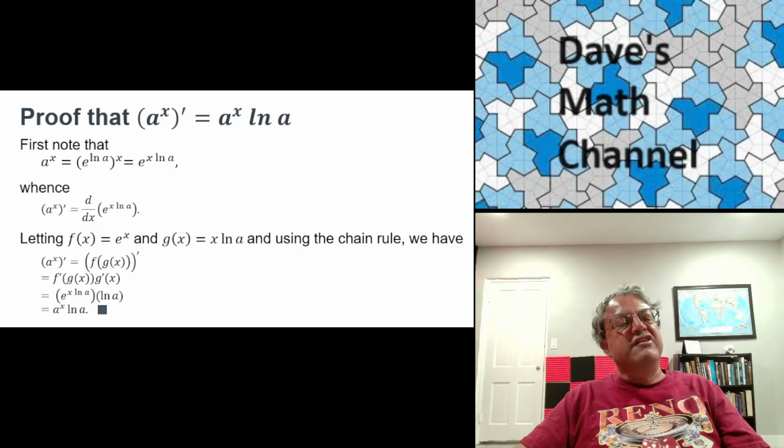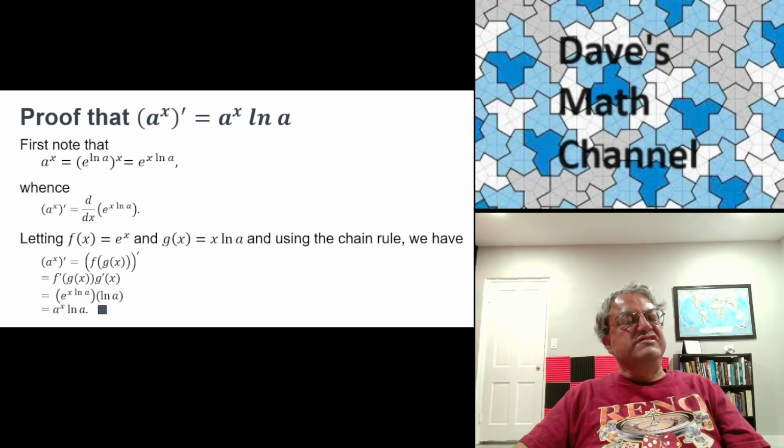And f prime of x is, I said f of x was e to the x, f prime is also e to the x. So our first factor is going to be the thing we started with, the e to the x log a. And then the second factor is the derivative of x log a, which is just log a, because that's a constant. So we get e to the x log a times log a. And e to the x log a, we saw, was just another way to write a to the x. So we get a to the x times log a. That's the derivative of a to the x. Kind of nice. And remember, this log a is just a constant.